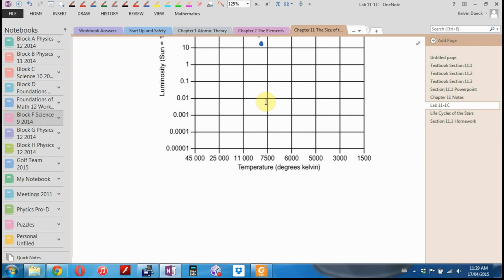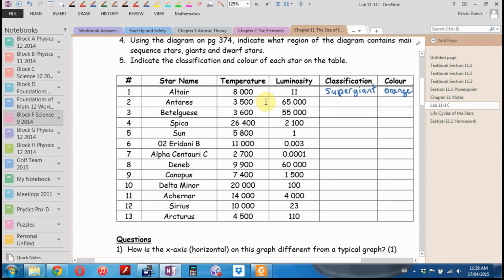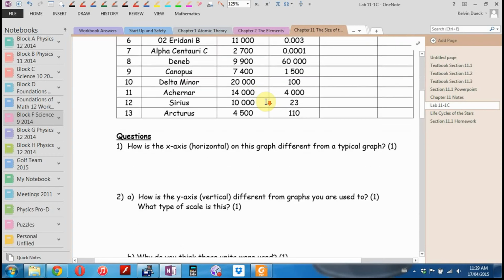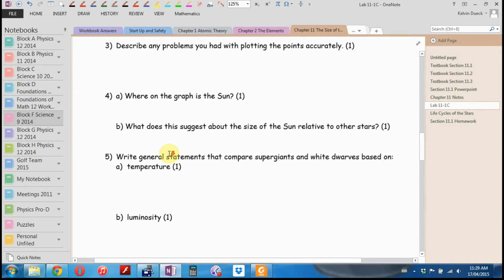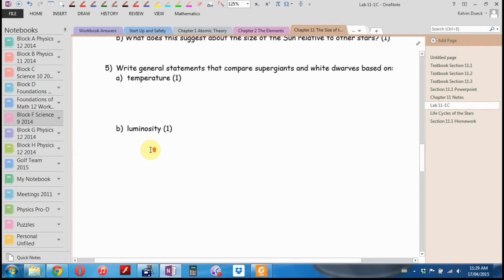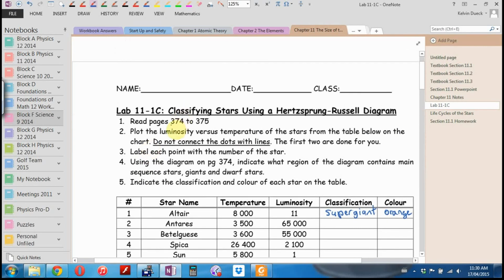So this is what you're going to try and finish in class today for sure. This Hertzsprung-Russell, you're going to plot and categorize these 13 stars, and then you're going to answer question 1, question 2, question 3, question 4, and question 5. Now, some of these answers also appear on page 374 and 375, or I'll talk about them next class.